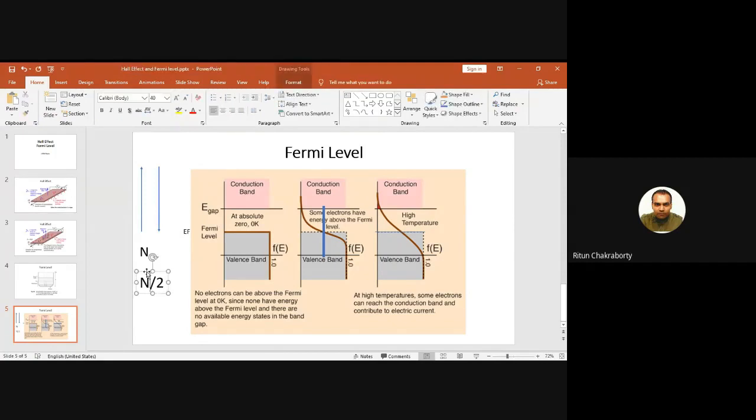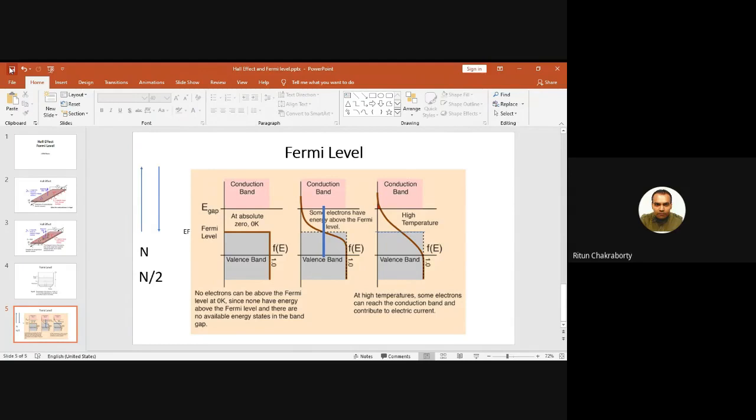Because each energy level has 2 electrons. That is what is written. The first N by 2 levels will be filled, and higher levels will be completely empty. So up to the N by 2 levels, electrons will be filled, and above this particular level there will be no energy level filled with electrons. Why? Because all the electrons have been accommodated in N by 2 number of energy levels.